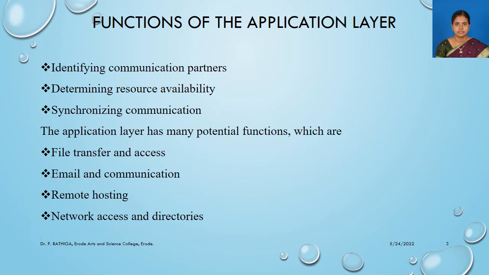The application layer has many potential functions, which are file transfer and access. This layer allows users to send each other files through a network. The file transfer can occur over the internet between different networks or within the same network. The application layer is also the layer that allows users to access files, such as from cloud-based storage or from a database. Then the next is email and communication.